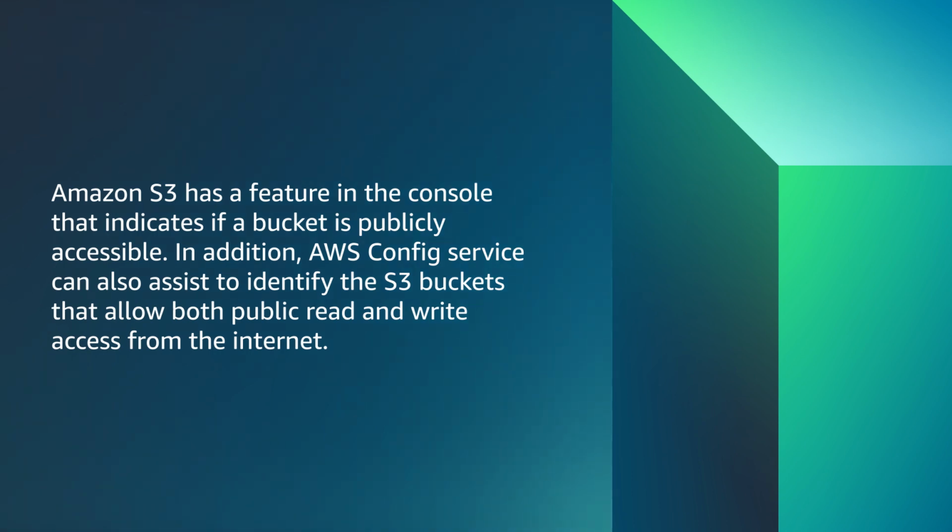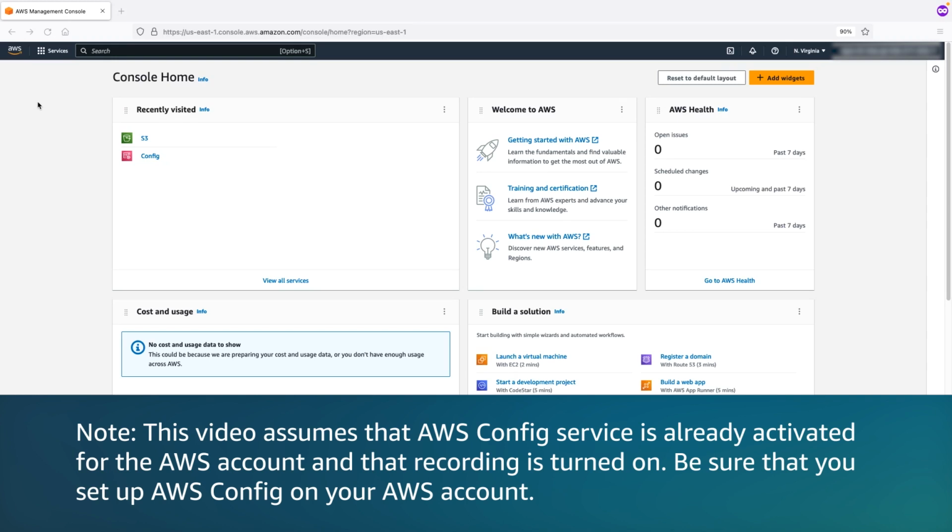In addition, AWS Config service can also assist to identify the S3 buckets that allow both public read and write access from the internet. Please note, this video assumes that AWS Config service is already activated for the AWS account and that recording is turned on. Be sure that you set up AWS Config on your AWS account.